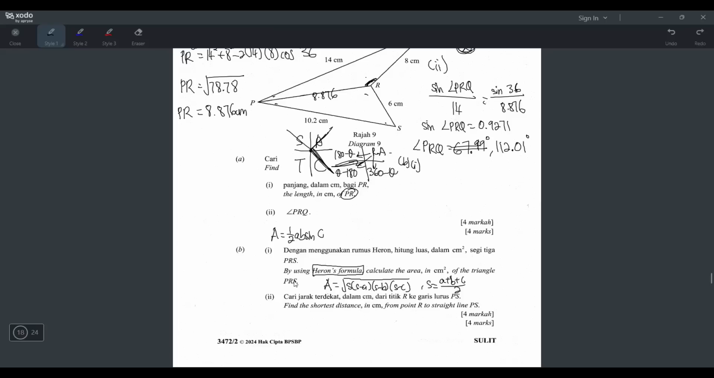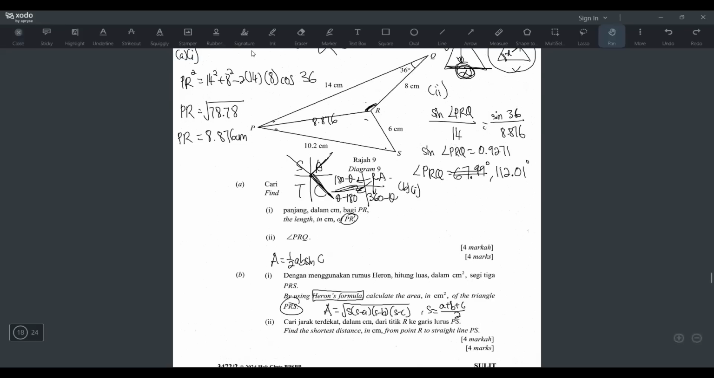Okay, they want to find the area of triangle PRS. PRS is referring to the triangle at the bottom here. Oh, actually, I should have labelled the 112.01 just now. Okay, now let's continue. So, they want to find the area of this triangle. Do we have all three sides? Yes. So we can use Heron's formula.